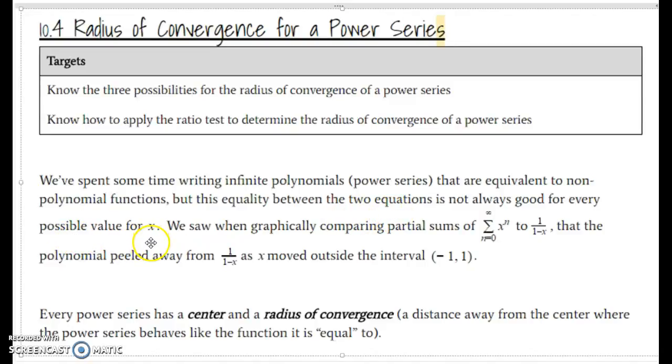The best example I can think of right off the bat is we saw graphically we compared this polynomial, which expands out to like 1 plus x plus x squared plus x cubed, and so on and so forth. And that's the polynomial that is equivalent to 1 over 1 minus x. And if you think back to that day like a week ago, we saw that as we moved out of the interval x from -1 to 1, the polynomial here and this non-polynomial function here didn't line up very well.